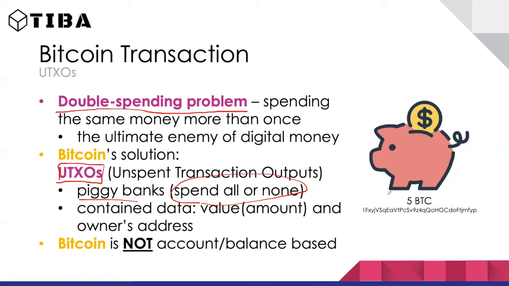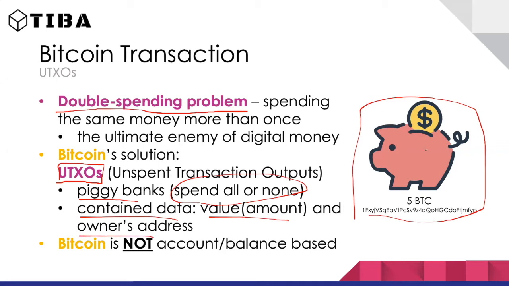So here's an illustration of it. There are two main parts contained in a UTXO. One is the value, the amount of Bitcoin, and the other one is the owner address. So this piggy bank, this UTXO, has 5 Bitcoin, and these 5 Bitcoin belong to this address.